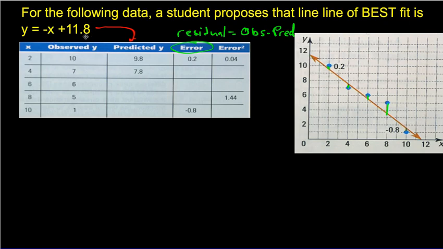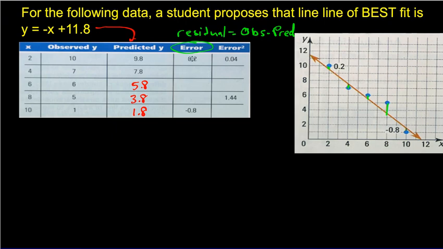So this is for the student's prediction. Put in 2 for x and you get 9.8. Put in 4 for x and you get 7.8. And you notice the slope is negative 1, so if we go over 2, we just go down 2. So this will be 5.8 when we plug in 6, 3.8 when we plug in 8, and then 1.8 when we plug in 10. And these are points that are actually on the line of fit that we're talking about here.